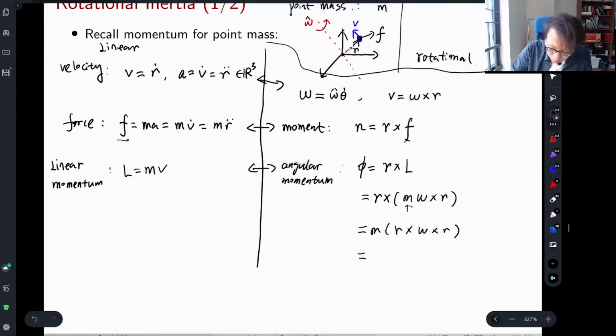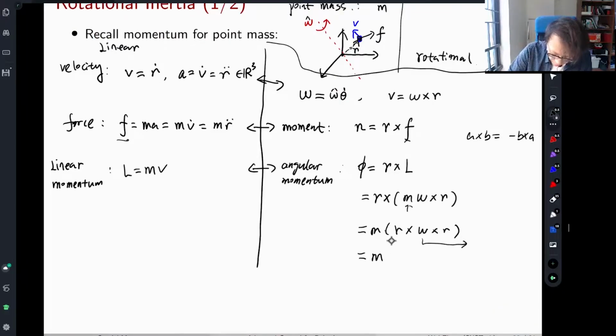But I want to move omega out. So how should we do that? Because a cross b equals negative b cross a, right? That's the fact, so I can change the order. So it becomes m times r cross omega.